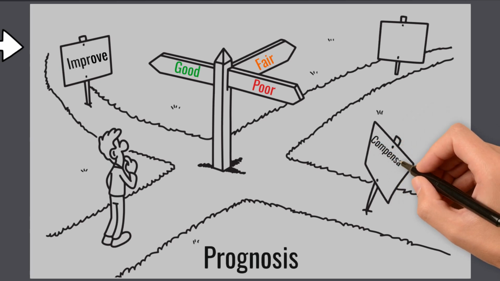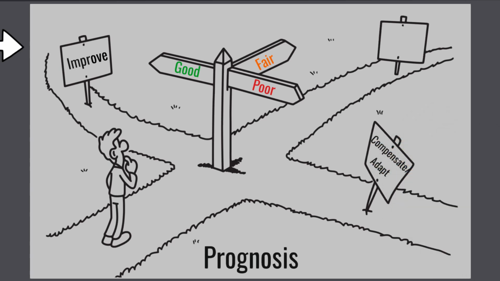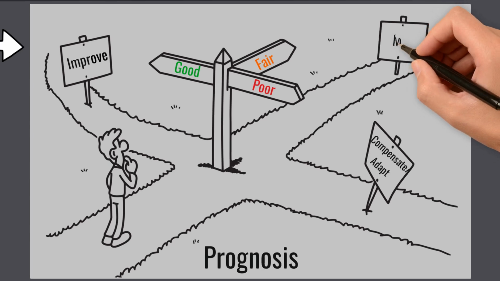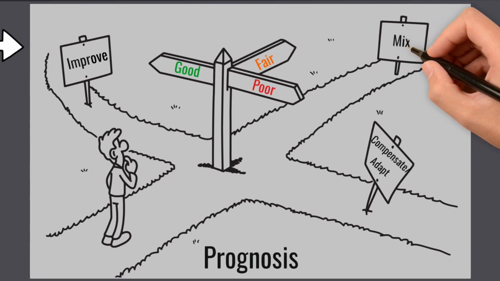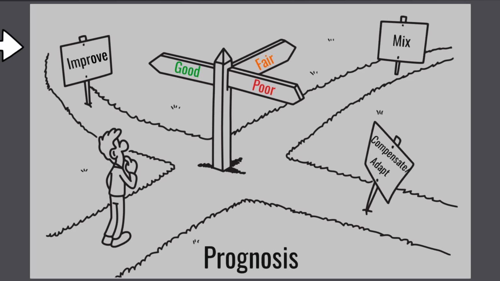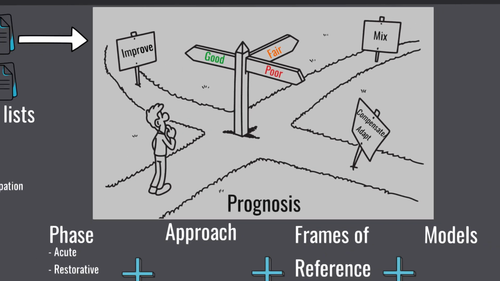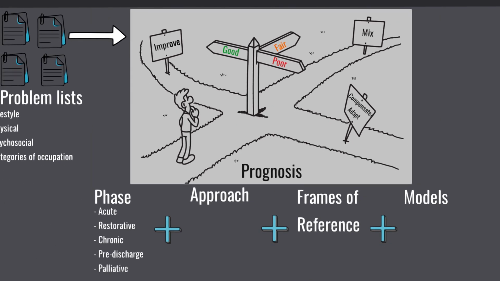A client with a poor prognosis, on the other hand, we're going to look at more compensating or adapting their environment. But many clients will fall under a fair prognosis, where we're going to look at maybe a mix of approaches. We'll look at improving functioning in certain areas, but maybe compensating and adapting for others. This leads to the approach that we're going to use.